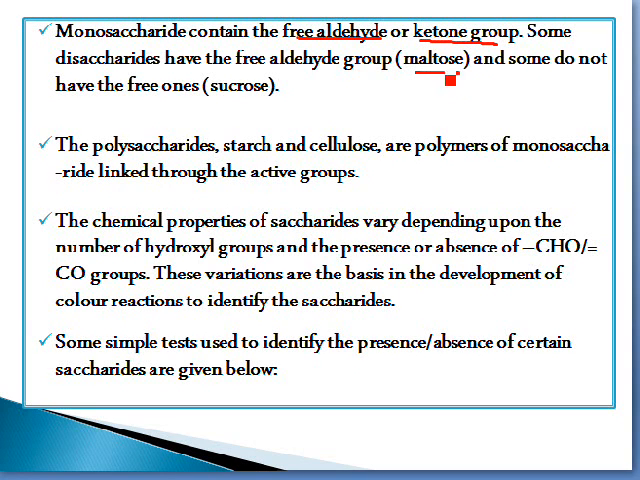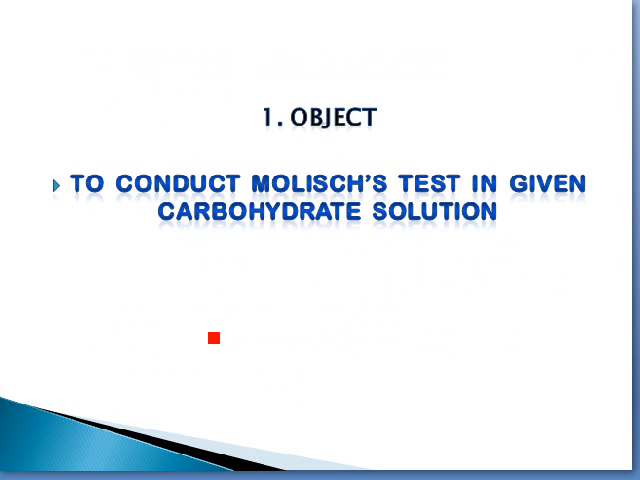The chemical properties of saccharides vary depending upon the number of hydroxyl groups and the presence or absence of free aldehyde or ketonic groups. These variations are the basis for the development of color reactions to identify the saccharides. So first, today we are going to start the Molisch test. That will help you a lot when you are doing this experiment in the laboratory.